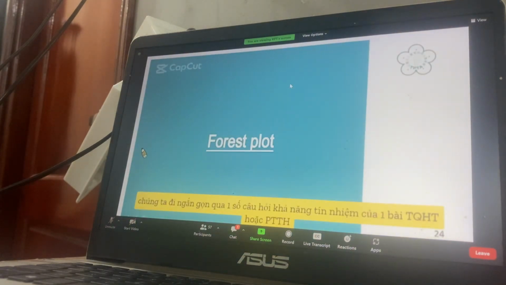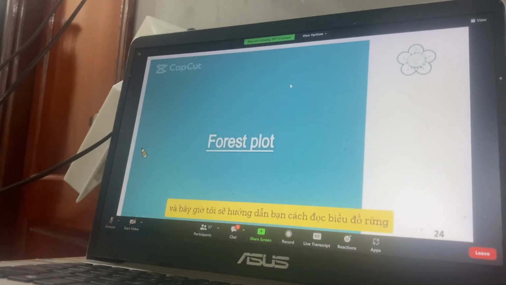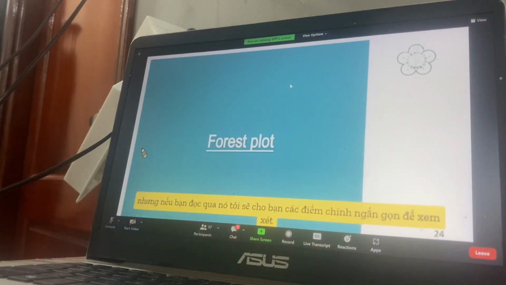Okay, we have gone through briefly some questions related to the study credibility of a systematic review or meta-analysis. And now I'm going to take you through how to read a forest plot. I have to say meta-analysis and systematic review are really hard articles to read. They are not as simple as we have been talking about. But when you read through that, I would like to give you a brief idea of what the main point is to get from their review.